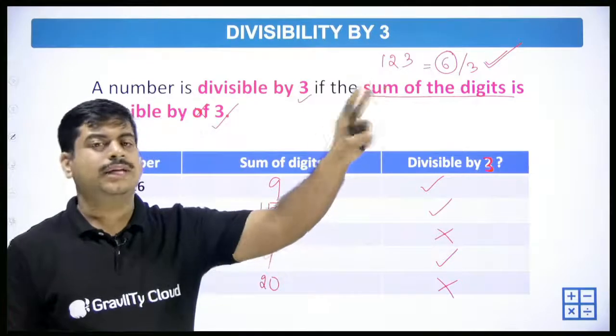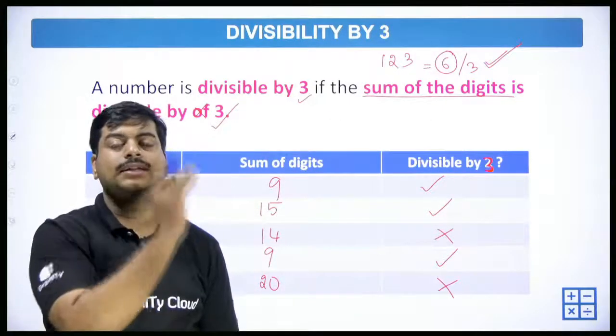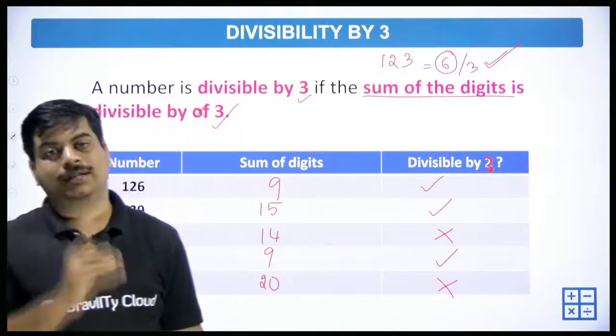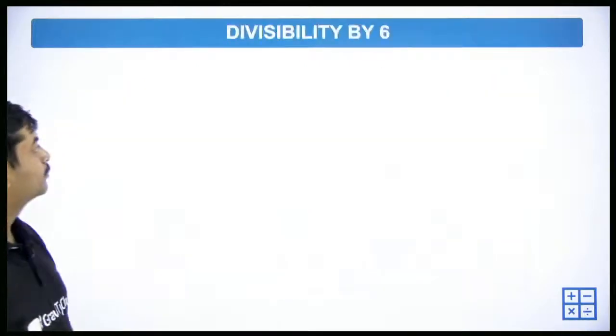Divisibility by 2, even number, done. Divisibility by 3, the sum of the digits should be a multiple of 3, should be divisible by 3. Okay, next one.